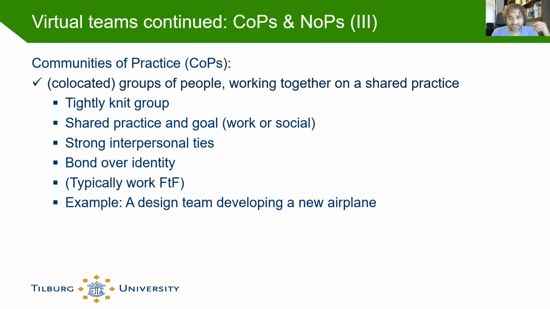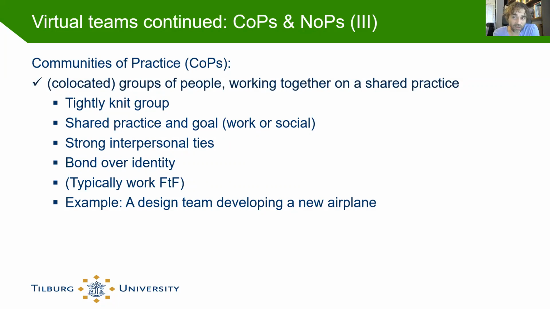Because this is a better example: it's a large virtual team, and it relates to what I said before. They're working on a shared task, which is called a shared practice. So they have a shared goal, developing the airplane. What I will explain in a minute is that you usually see that those people know each other. In a community of practice, the people in the larger virtual teams know each other, or they at least know what everyone contributes.